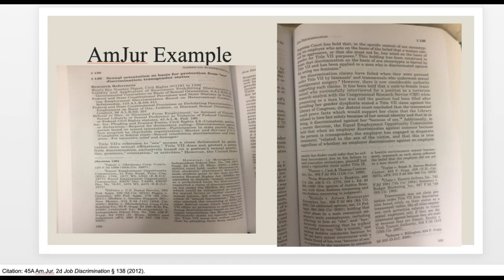So let's look at how the legal encyclopedia American Jurisprudence works. This is section 138 of volume 45A of American Jurisprudence. It deals with job discrimination. At the very top, we see the title of this article, Sexual Orientation as Basis for Protection from Sex Discrimination or Transgender Status. The top half of the entry is a discussion of the law.